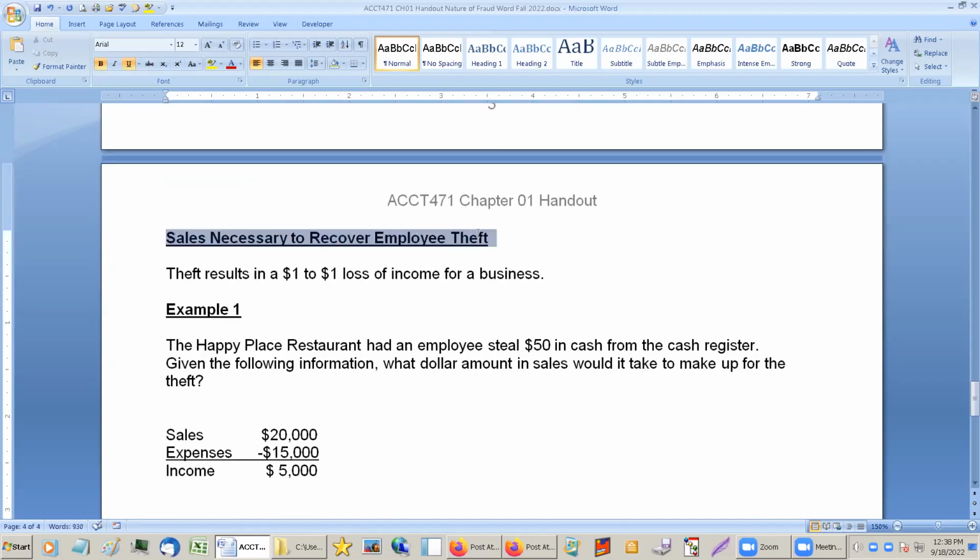Sales necessary to recover employee theft. Now, this is sales versus income. So theft results in a 1-1 loss of income for the business, not sales. It's going to take more sales to make up for that loss.